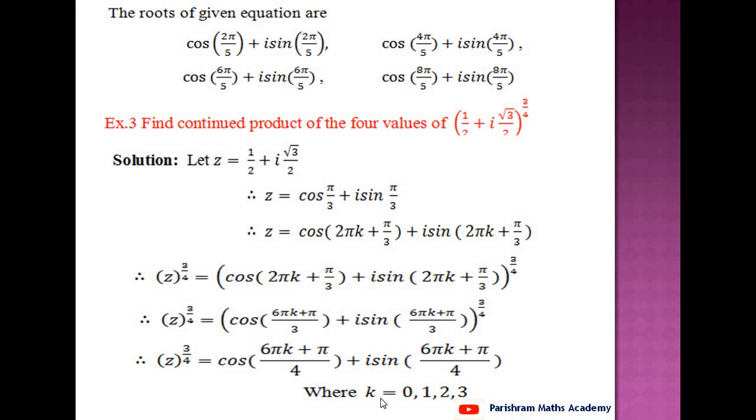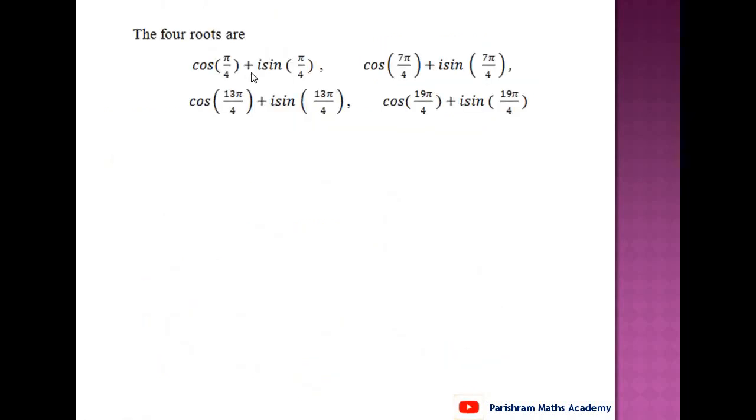And then by putting the value of k equal to 0, 1, 2 and 3, we get the 4 roots. And therefore the roots are cos of pi by 4 plus i times sin pi by 4 by taking k equal to 0, cos of 7 pi by 4 plus i times sin 7 pi by 4 by taking k equal to 1. When k equal to 2, cos of 13 pi by 4 plus i times sin 13 pi by 4. And last cos of 19 pi by 4 plus i times sin of 19 pi by 4.